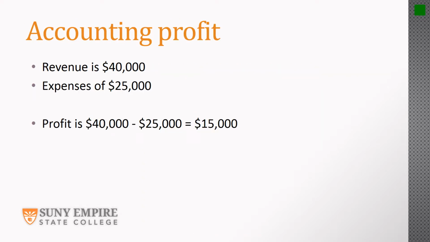First, let's determine the accounting profit. This will be the profit that concerns Matt's accountant and the amount Matt will have to declare on his tax returns. The business had a revenue of $40,000. The explicit accounting expenses were $25,000. To find the accounting profit, we subtract the expenses from the revenue, or $40,000 minus $25,000. The accounting profit for Matt Maddox's tutoring service was $15,000.